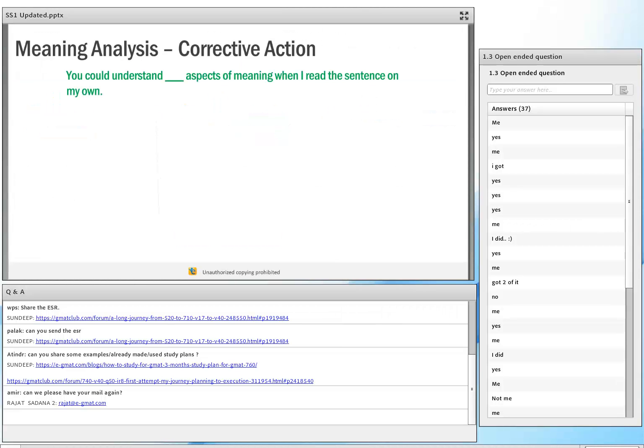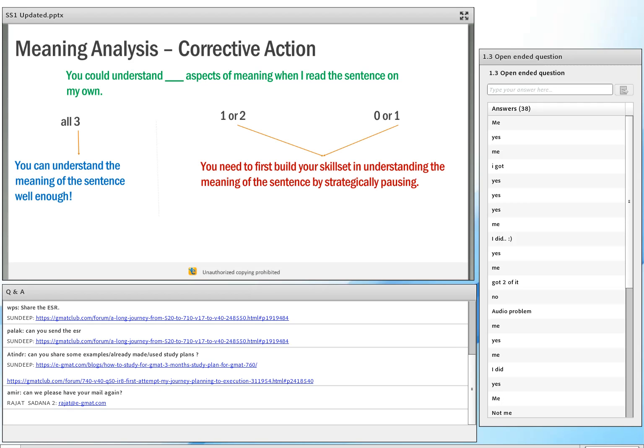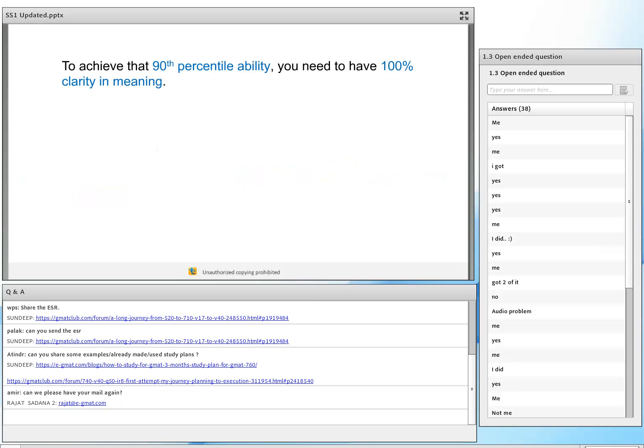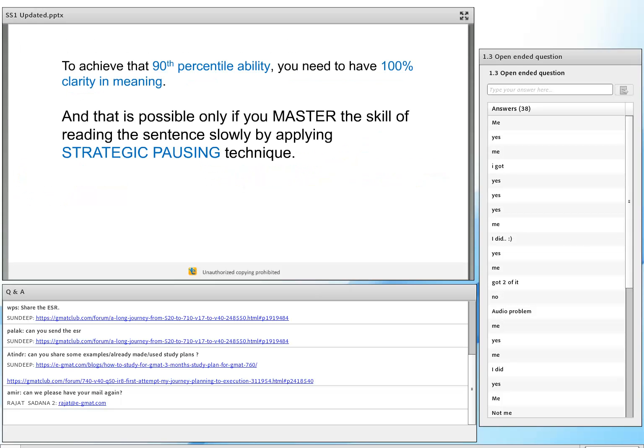Okay, now let's go forward. If you were able to understand all three aspects, you understand the meaning well enough. If you weren't able to understand all three aspects, you need to build that skill set of strategically pausing to understand the meaning of this sentence.